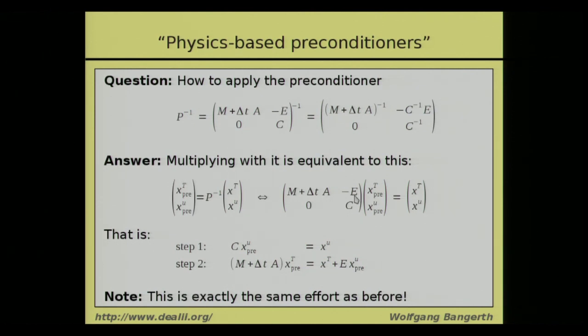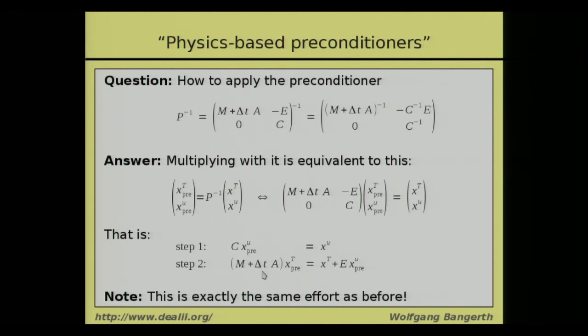So I can do this in the first step. I solve C xu pre equals xu. That is just an elasticity solve. And then, since I know xu pre, I can bring this to the right-hand side, and the second step would involve m plus delta t a times xt pre minus e xu pre. I can bring this to the right-hand side, and so in the next equation I have to just solve this block here.